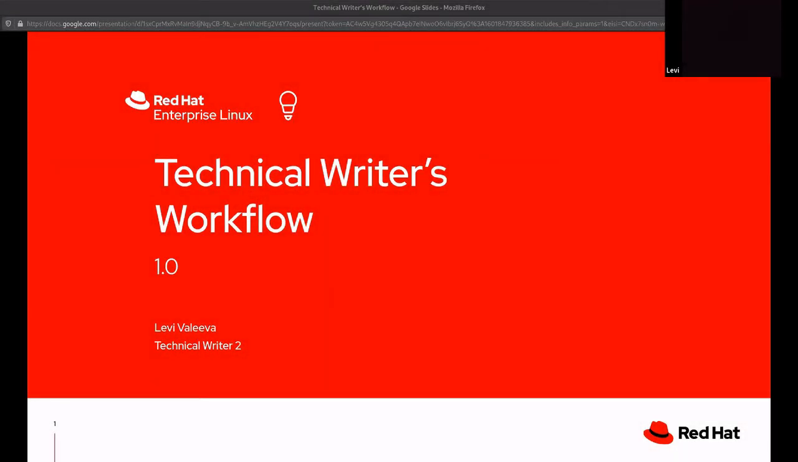I'm a technical writer for Red Hat, and I'm going to be talking about a technical writer's workflow. This may or may not be relatable to you because I'm only talking about my own experience, because even within our company, different writers work at their own pace, and some steps might be different for you in particular.